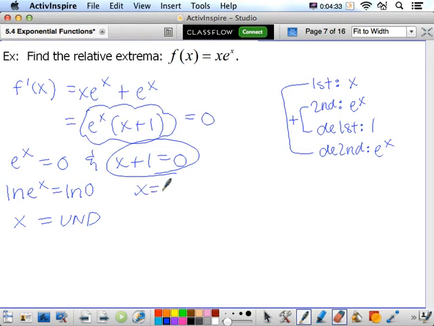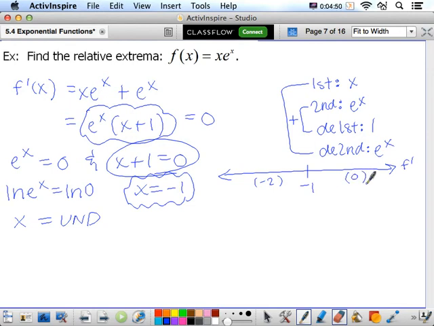What do we get? That's going to be our only critical number, and we're going to use that on our number line to test for increasing and decreasing. So we put a -1 here. We will test -2 and 0 in our derivative. So if I put -2 into the derivative, check it out for me. I take -2 and put it into this derivative right here. Does it give me a positive or negative? I think it's a negative, right?